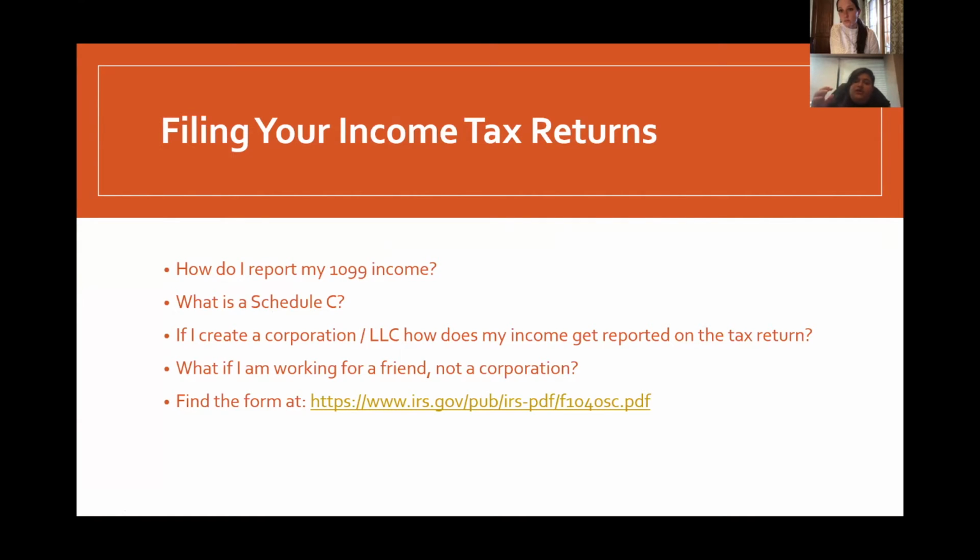and filing it on something called Schedule C. So on the 1040 tax return, there are different schedules. Schedule A, B, C, D, E, F. F is for farming income. Schedule C is really just your profit and your loss from your freelance job, or freelance, small business.